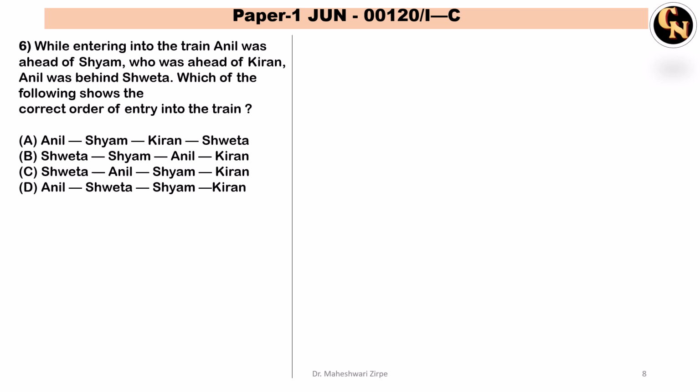While entering into the train, Anil was ahead of Sham. So you have to give the correct order of entering the train. Let us see. So what is the first one? Anil enters. Okay, who is ahead of Sham? So let us show Sham behind Anil. Then who is ahead of Kiran? That means Sham is ahead of Kiran. So this way we can show.